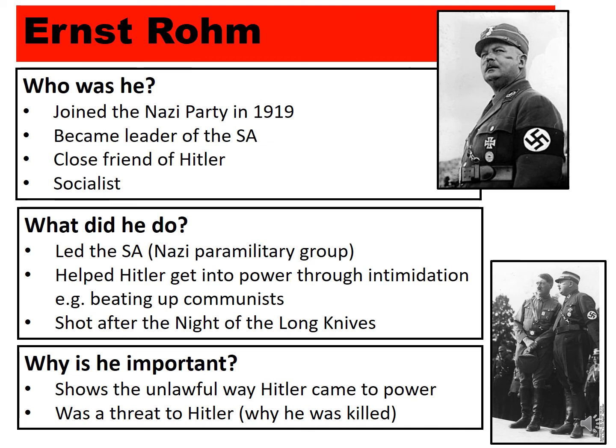So during the Night of the Long Knives, he has key members of the SA shot or arrested. The rest of the SA get turned into the SS, and they have to be very loyal to Hitler. So Hitler kind of turns it into his favour in the end, but he sacrifices Rohm's life in order to do that.